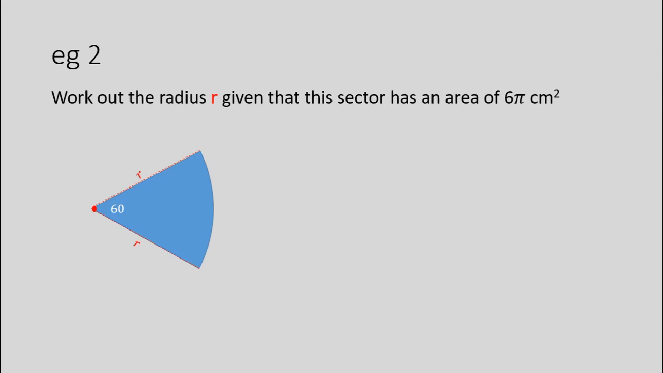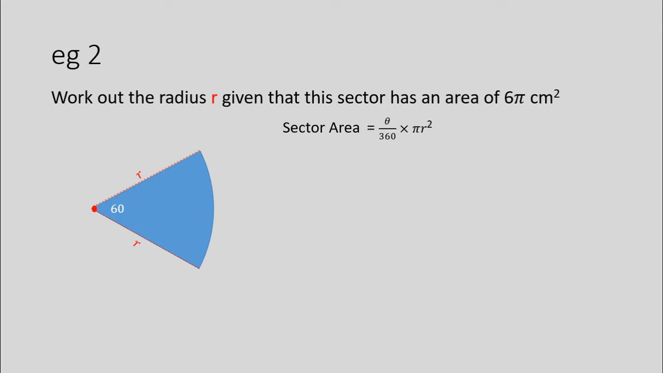Next question. This time we're asked to work out the radius, given that the sector has an area of 6 pi centimeters squared. Now, if you're given the sector area, don't think that the sector area formula is not important for you. That's precisely the formula that's going to be turned into an equation that could be rearranged to solve to find r.